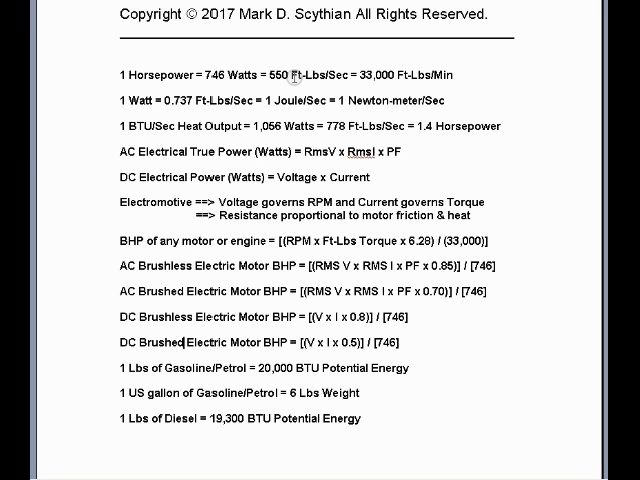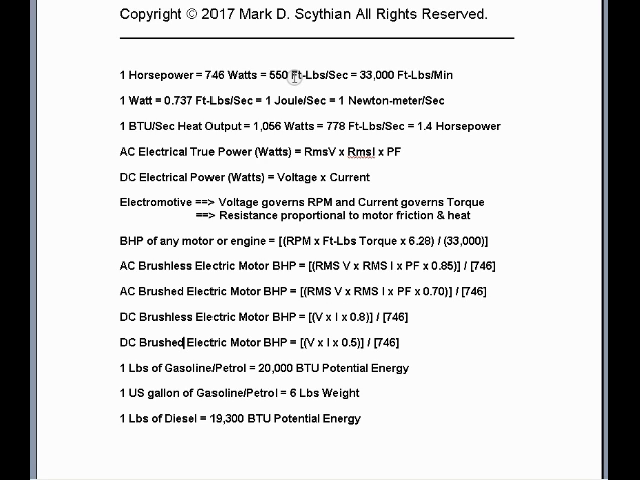Electromotive implies converting electrical power into mechanical power by the device known as an electric motor. In that case, the voltage will govern the RPM of the motor and the current will govern the torque. The resistance is proportional to the motor's friction and heat. The brake horsepower of any motor or engine is equal to the RPM times the foot-pounds torque times 6.28 radians. This quantity then divided into 33,000.